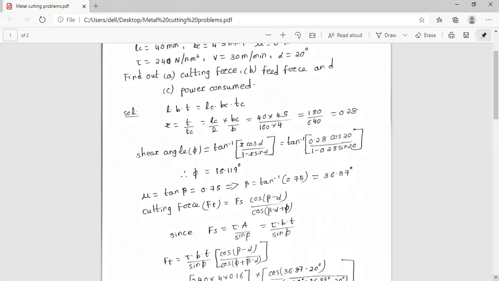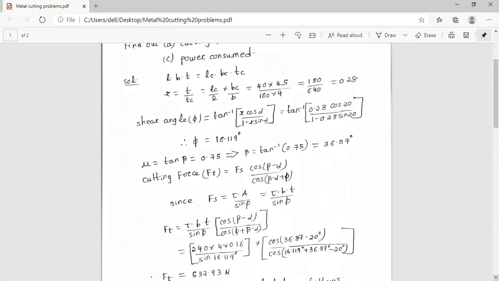Then try to substitute the value of chip thickness ratio and shear angle formula. Then what he has asked, just try to see, because you have to have the angle of friction in the expression for FT, we have to calculate the angle of friction also. So in the expression of FT, you are having Fs also. So you have to calculate first Fs, but Fs is given as shear force: shear stress into area by sin phi. That is a predetermined formula from the fundamentals, and area is equal to B into T.